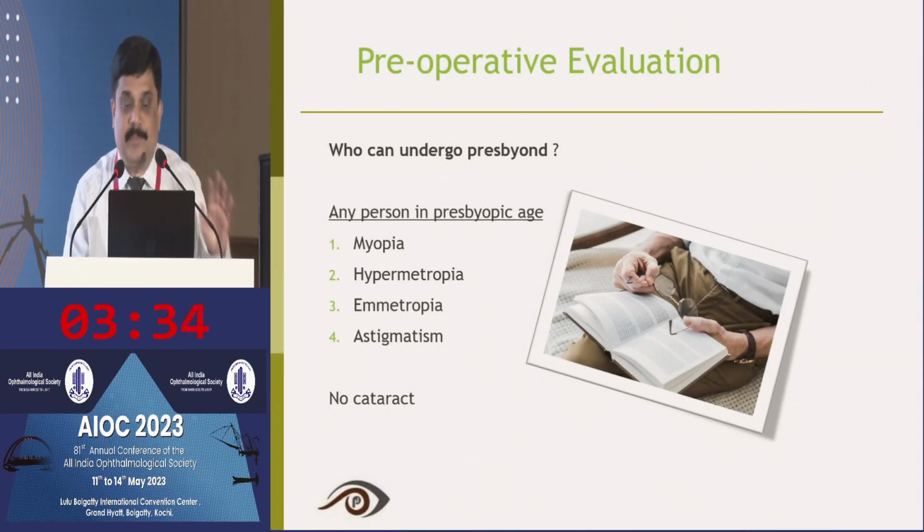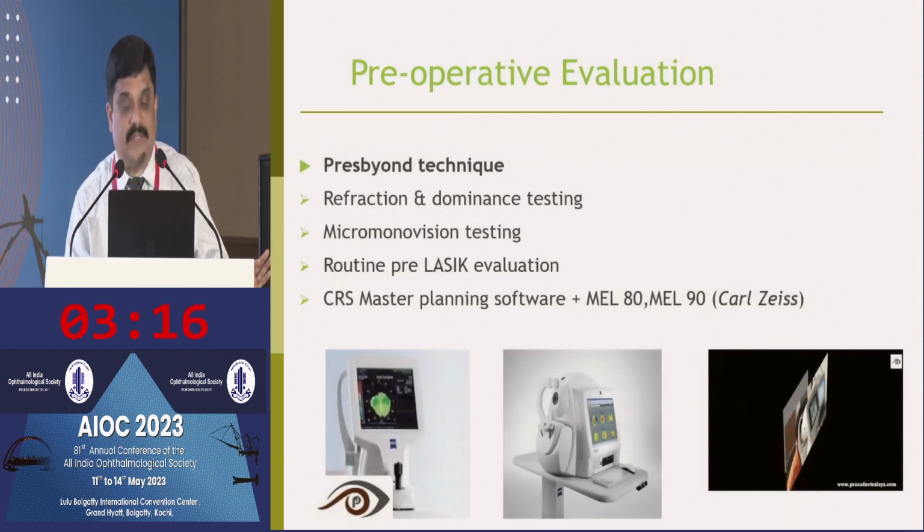So coming to the pre-op evaluation, who can undergo PresbyOND? Any patient with myopia. I have done up to 8 diopters depending on the pachymetry value. Hypermetropia up to 5 diopters I have done. I have also done a large series of emmetropic patients. Even astigmatism up to 4 diopters. But make sure that the patient doesn't have a cataract.